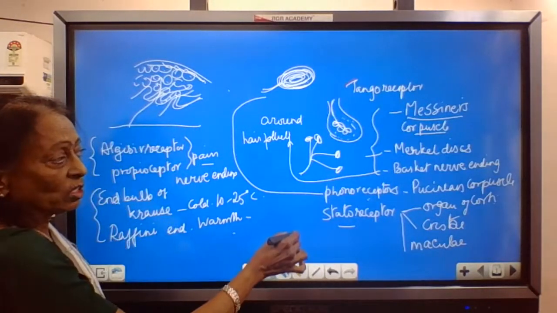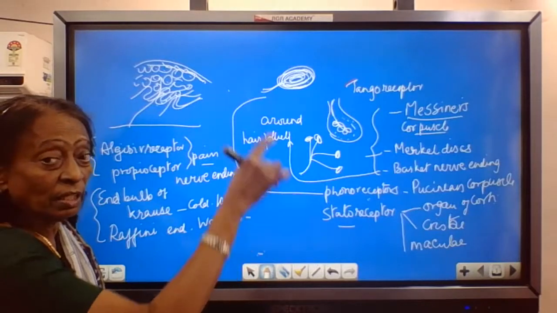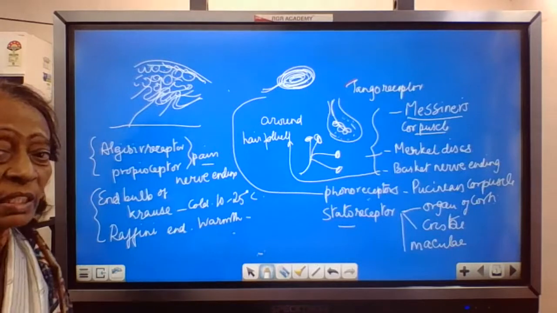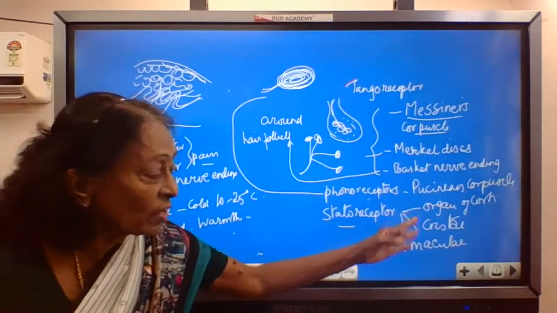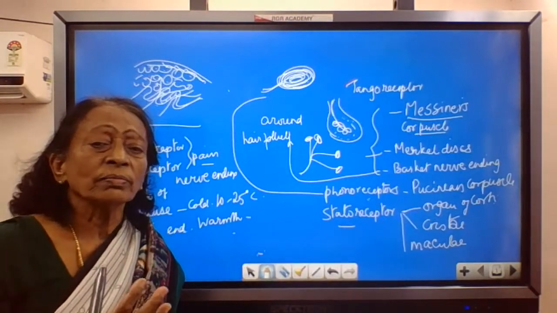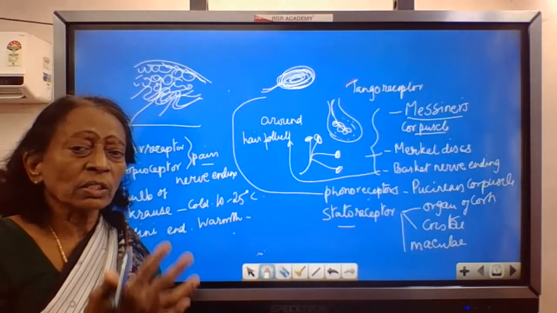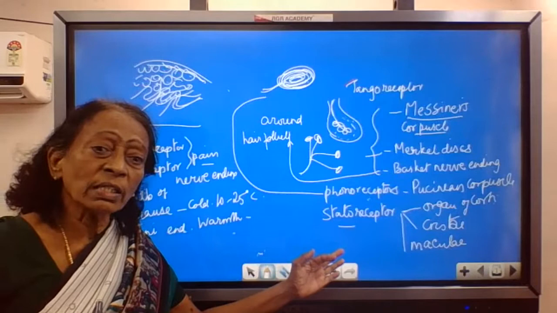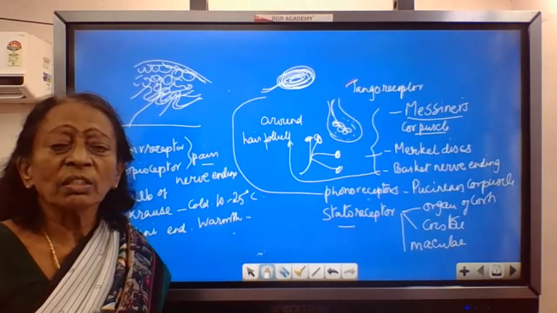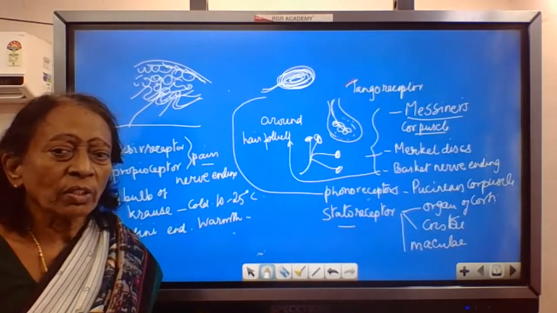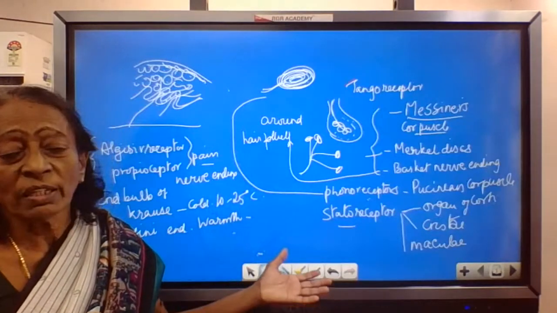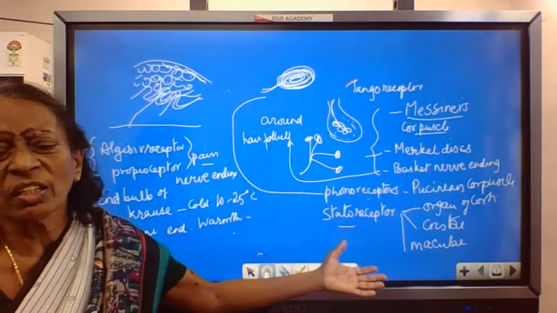But actually statoreceptors are not connected with the pressure. We can say air pressure, because the statoreceptor organ of Corti responds to a sound wave. Pressure is a sound wave only; they respond to the sound wave vibration. So we can say pressure of the sound is exerted by that. So statoreceptors come under the mechanical stimuli, connected to the pressure.